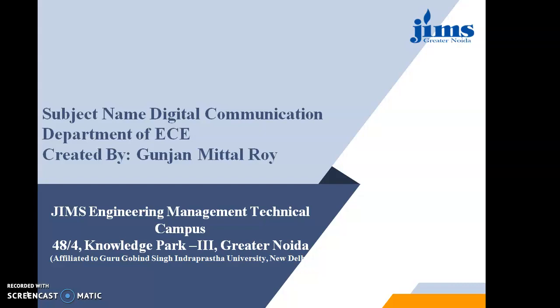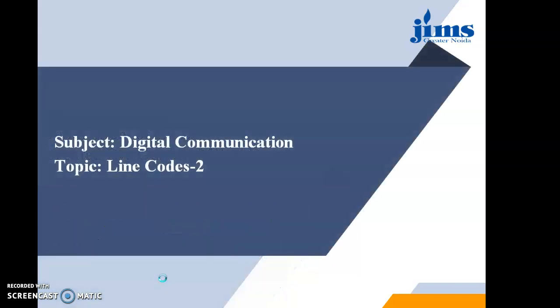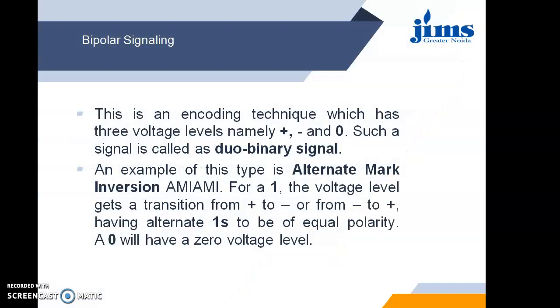In the previous video, we gave the basic introduction and types of line codes, and in this video we are going to cover line codes in further aspects. There were three types of line codes as we mentioned in the previous video. First was unipolar, then polar, and the third one is bipolar. The first two types we have already covered, and in this video we are going to focus on bipolar line codes.